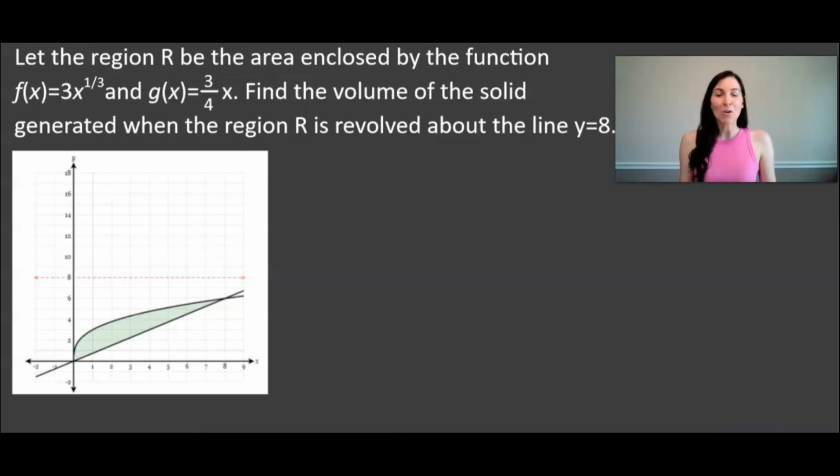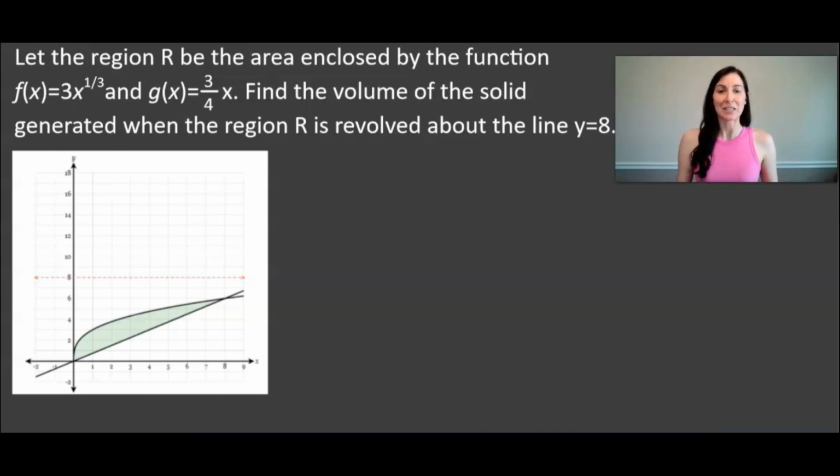In this problem, we're going to let the region R be the area enclosed by the function f of x equals 3x to the 1/3 power and g of x equals 3/4 x. We're going to find the volume of the solid generated when this region R, which you can see in the diagram below, is revolved about the horizontal line y equals 8, which is also sketched in the diagram below.